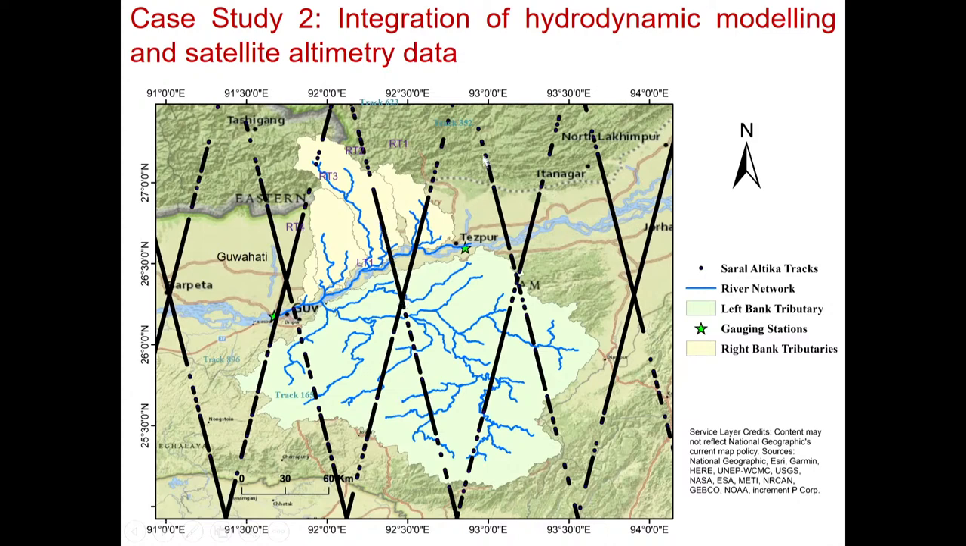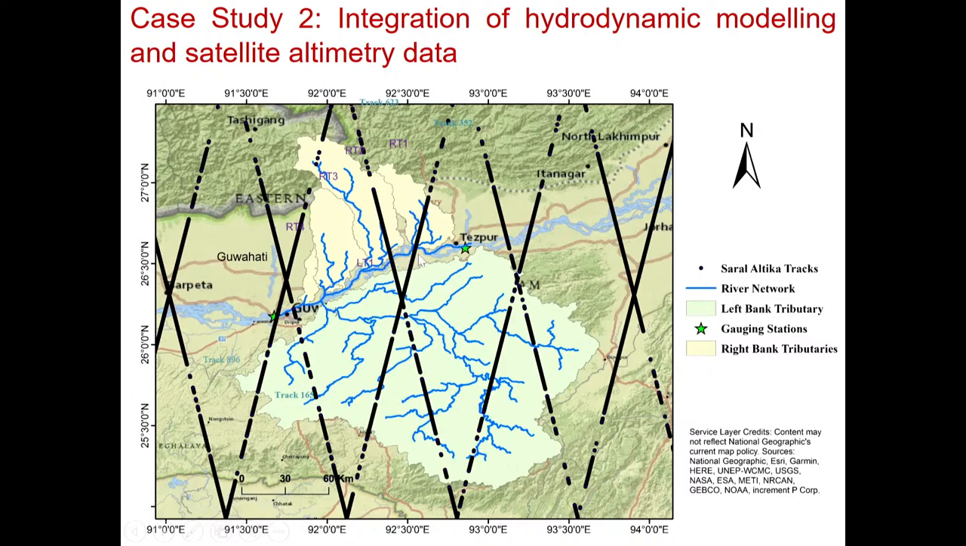So here you can see that the black points that you are seeing are basically the altimeter tracks. Now here you can see that this SARAL AltiKa is crossing this river at this particular location and this particular location. At 4 locations you are able to see that this altimeter is crossing the river. Now these are basically the virtual stations.